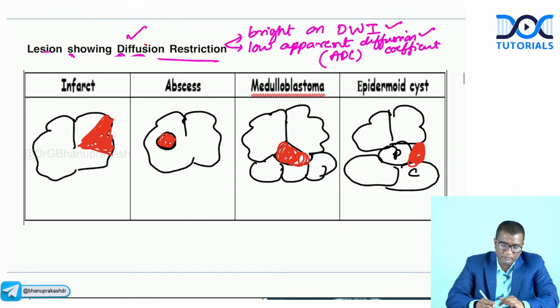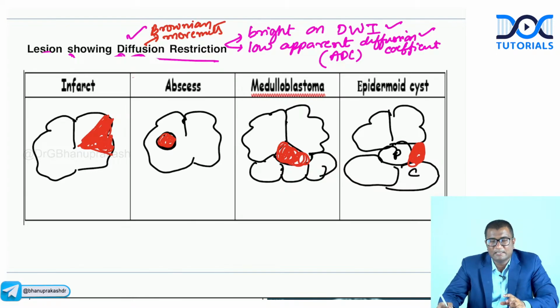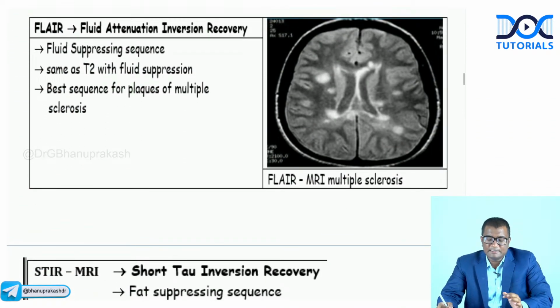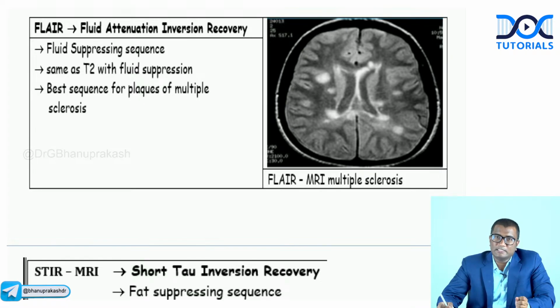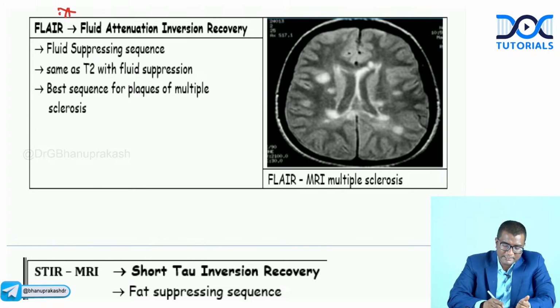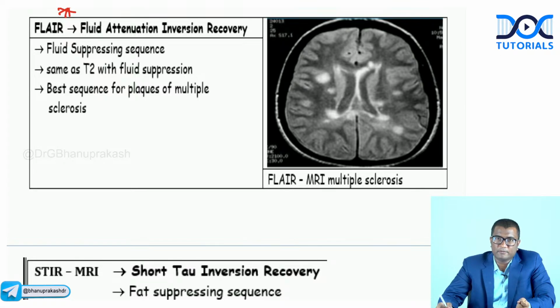And what diffusion are we looking at? We are looking at the Brownian movements, right? So, this is a technique which is based on random free movement of molecules, the Brownian movements. So, when they are restricted, right, they appear bright on diffusion weighted imaging. There is another sequence of MRI that you should know, that is FLAIR MRI. Now, FLAIR is fluid attenuation inversion recovery sequence.